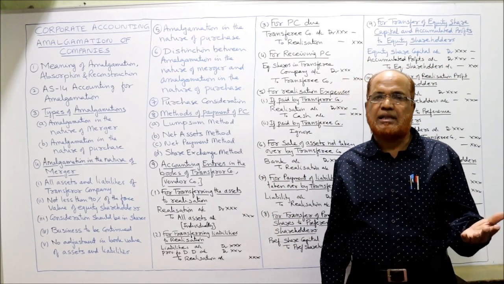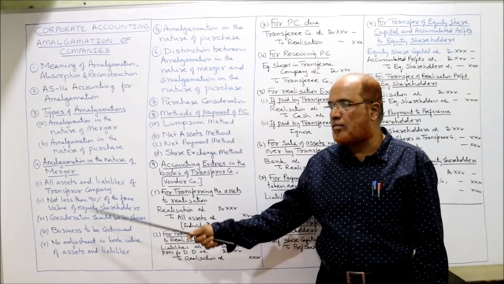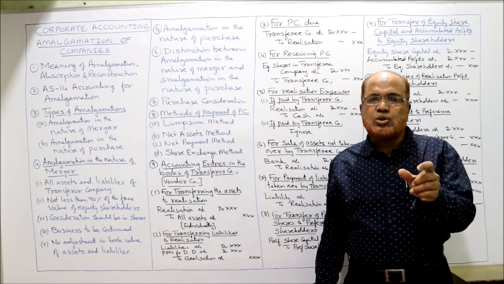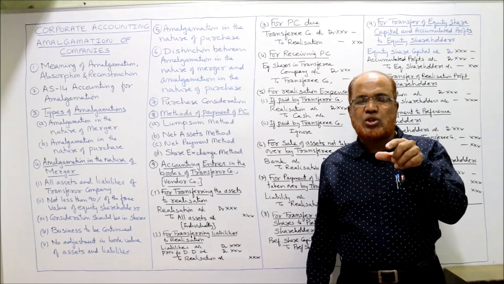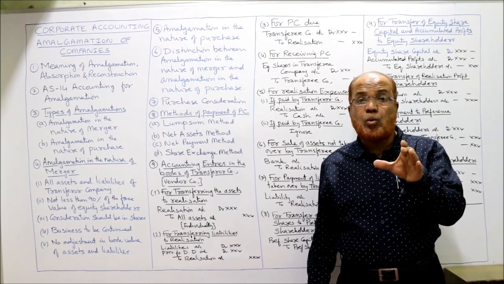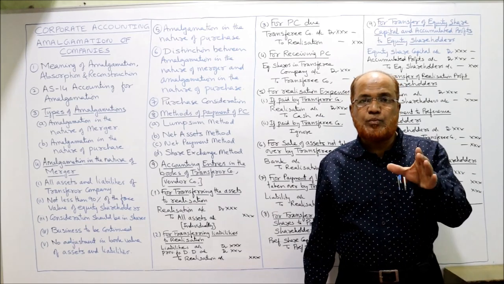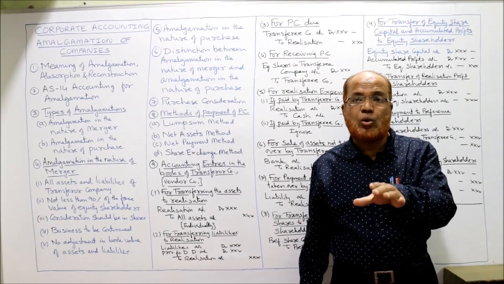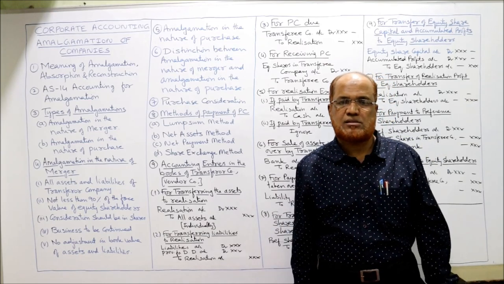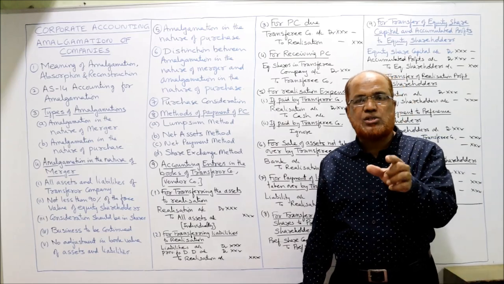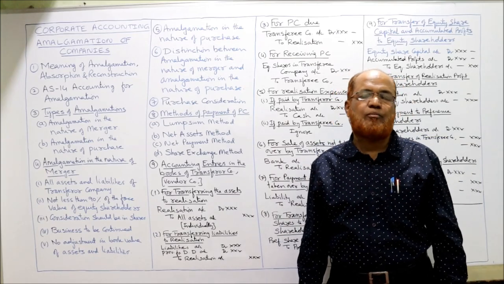Theory question may be asked like this. What are the differences between these two amalgamations? Actually, in the case of amalgamation in the nature of merger, there is pooling of interest. There is pooling of interest of shareholders and all the parties. Genuine combination is called amalgamation in the nature of merger.